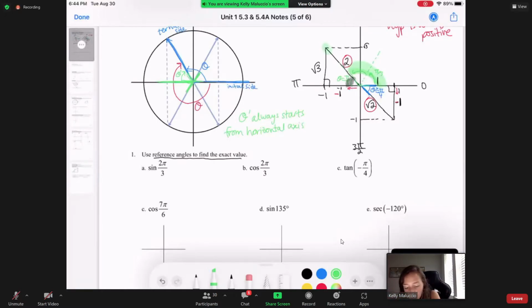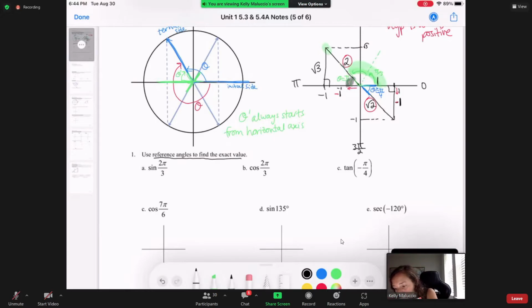I know that here I have the x-axis and the y-axis, and sine represents y, so it's going to be positive here. I'm so sorry about the dog. Hopefully he stops soon.